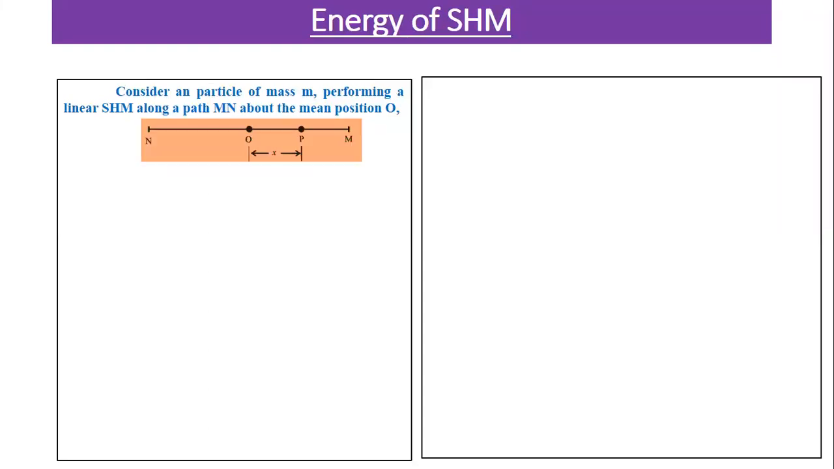Energy of SHM is the new article. Energy of SHM means what? We have to obtain the expressions for kinetic energy, then potential energy, then total energy. These three expressions we have to obtain. So we consider a particle performing SHM as shown below, with amplitude A.